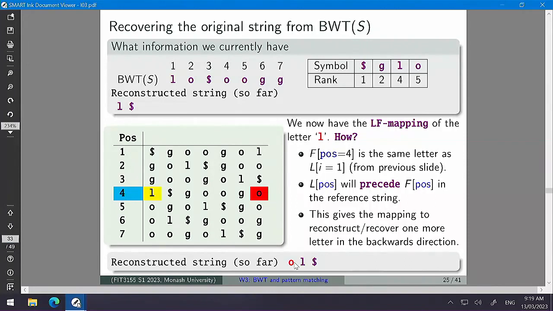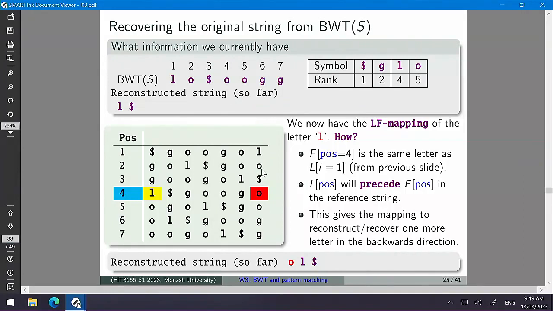So the rank of O is 4. How many times have I seen an O from 1 all the way to before that position? So the current I is... originally the I was here, I mapped to the first one and I recovered the last one. Now my I is here. Rank of O is 5. The number of times I've seen an O at or before is basically 1. I've only seen 1 O.